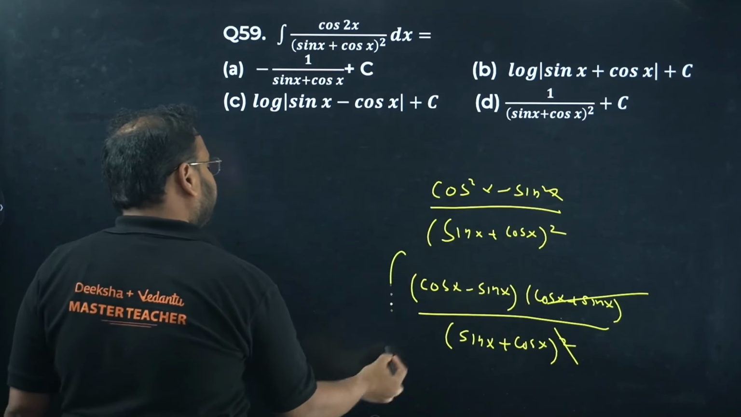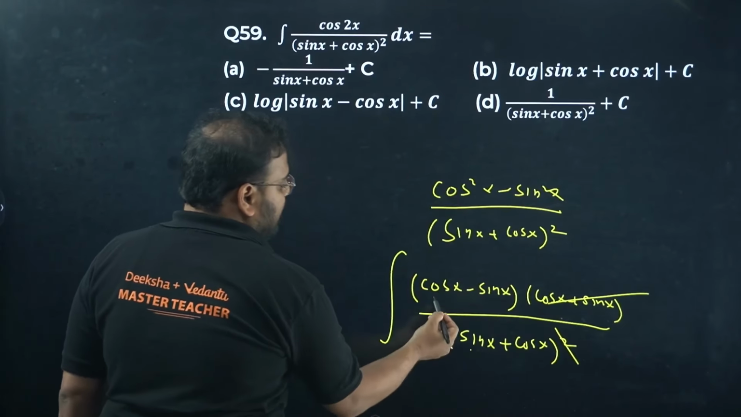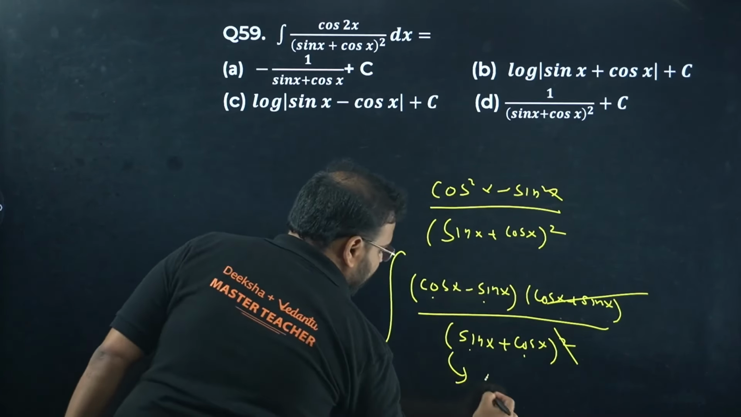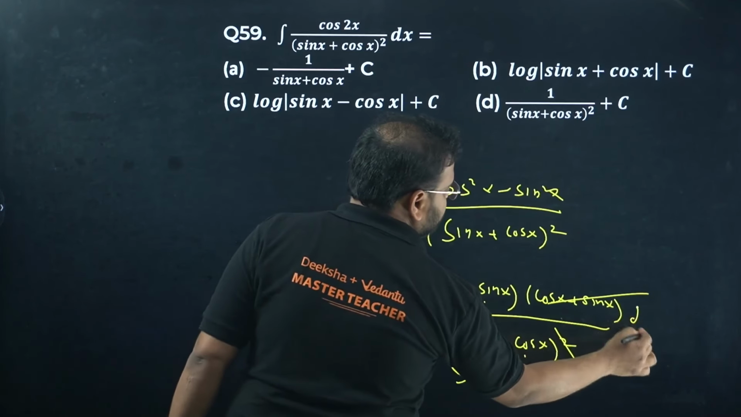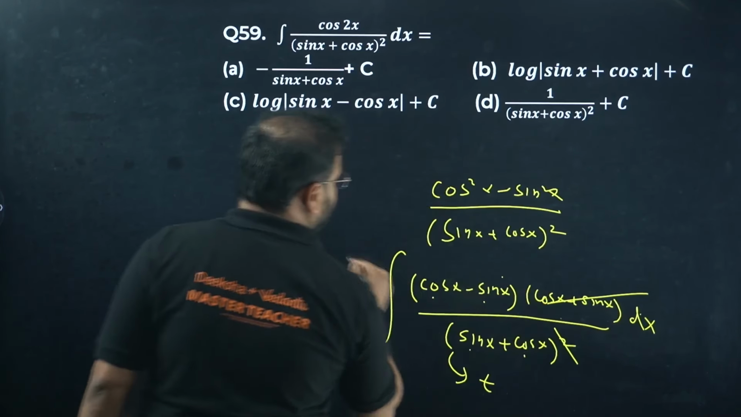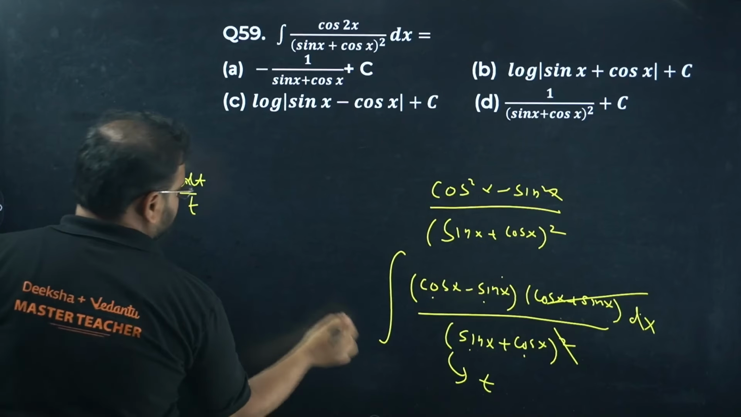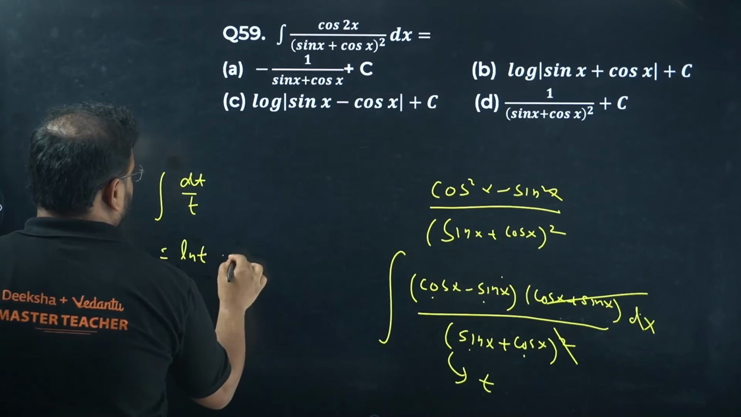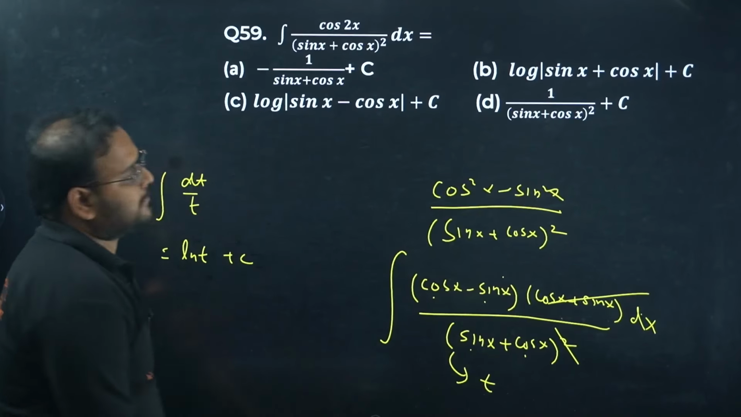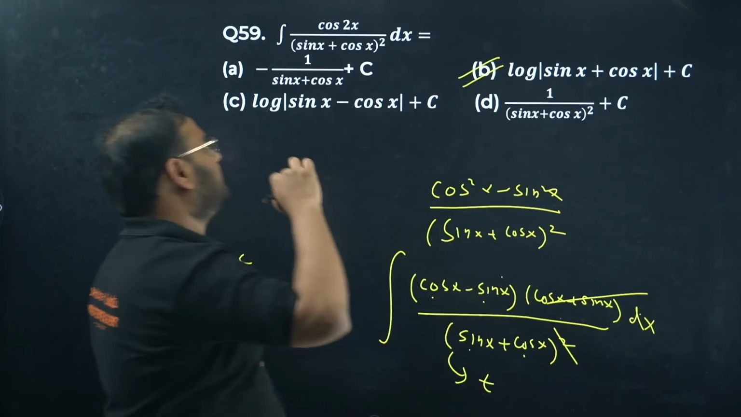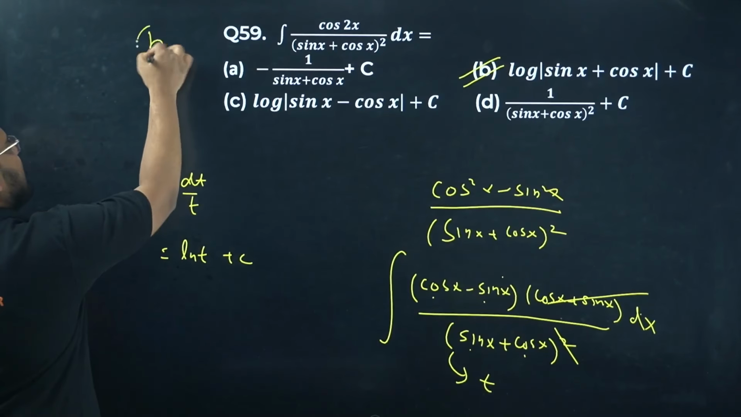Okay, check carefully. Differentiate sin, you'll get cos, differentiate cos, you'll get sin. It means if you take this value as t, what is this going to be? This whole thing will become what? dt. So my answer is what? dt by t. So log of this, ln t plus c, log of sin x plus cos x. B is the answer.